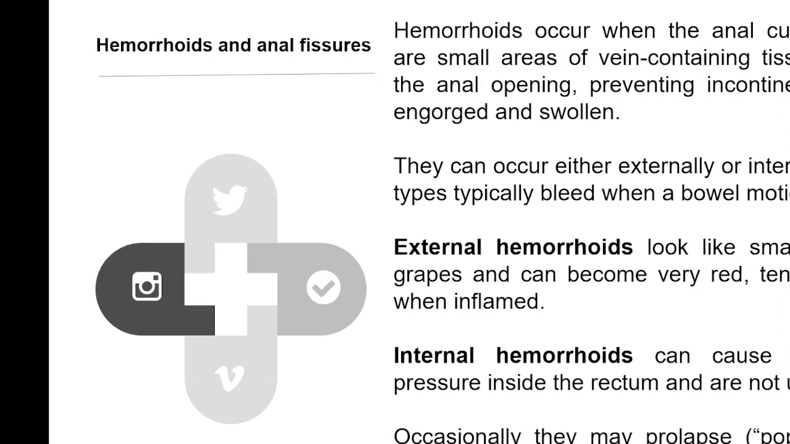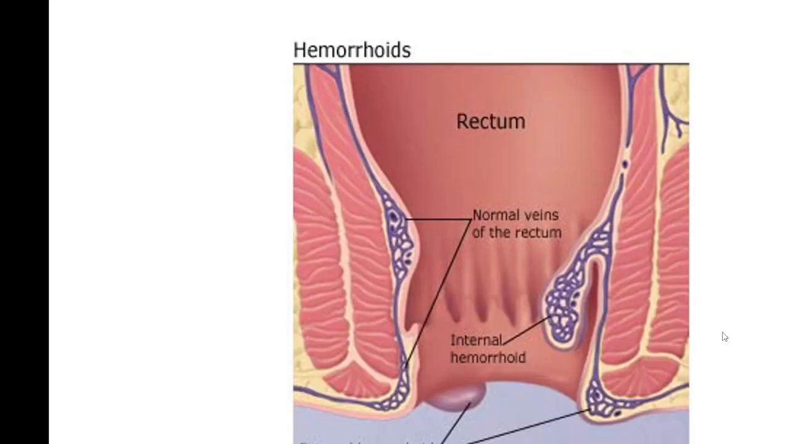Now we have another disease known as hemorrhoids or fissures. Hemorrhoids are popularly known by the name piles. Hemorrhoids occur when anal cushions, which are small areas of vein-containing tissue that seal the anal opening and prevent incontinence, become engorged or swollen. I will show you how this appears. See here, you can see that this is the rectum and this is your anal opening.